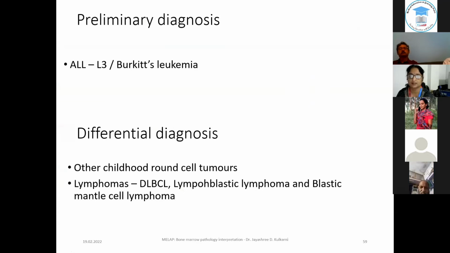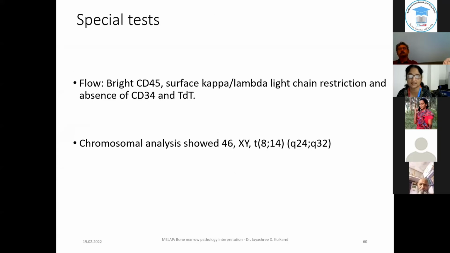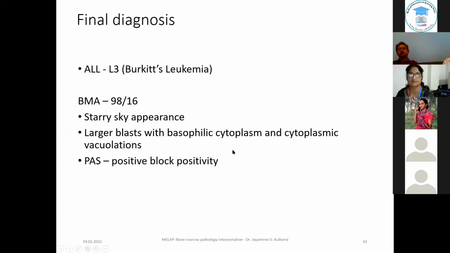Now in this patient, this has to be differentiated from other round blue cell tumors. And in adults, with similar morphology, you have to exclude DLBCL, lymphoblastic leukemia or blastic mantle cell leukemia. Flow will show a bright CD45 and surface kappa or lambda light chain restriction. And since it is a mature B cell neoplasm, CD34 and TdT will be negative. The chromosomal analysis in this case showed an 8;14 translocation, which is very classical for Burkitt's leukemia.